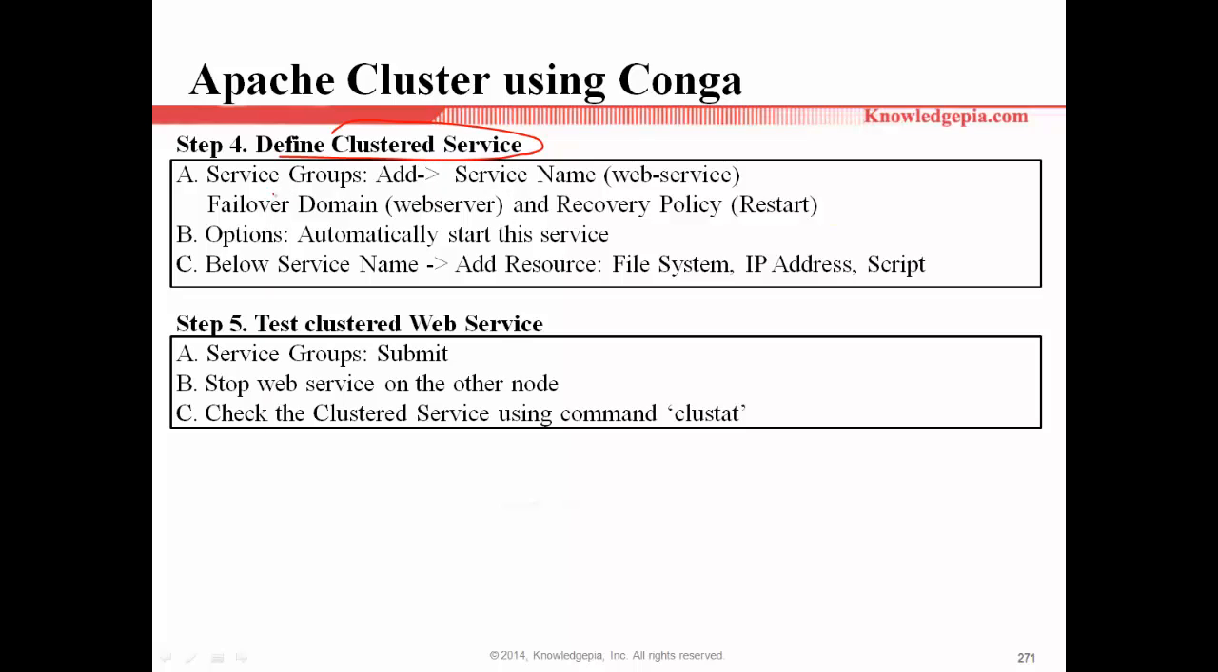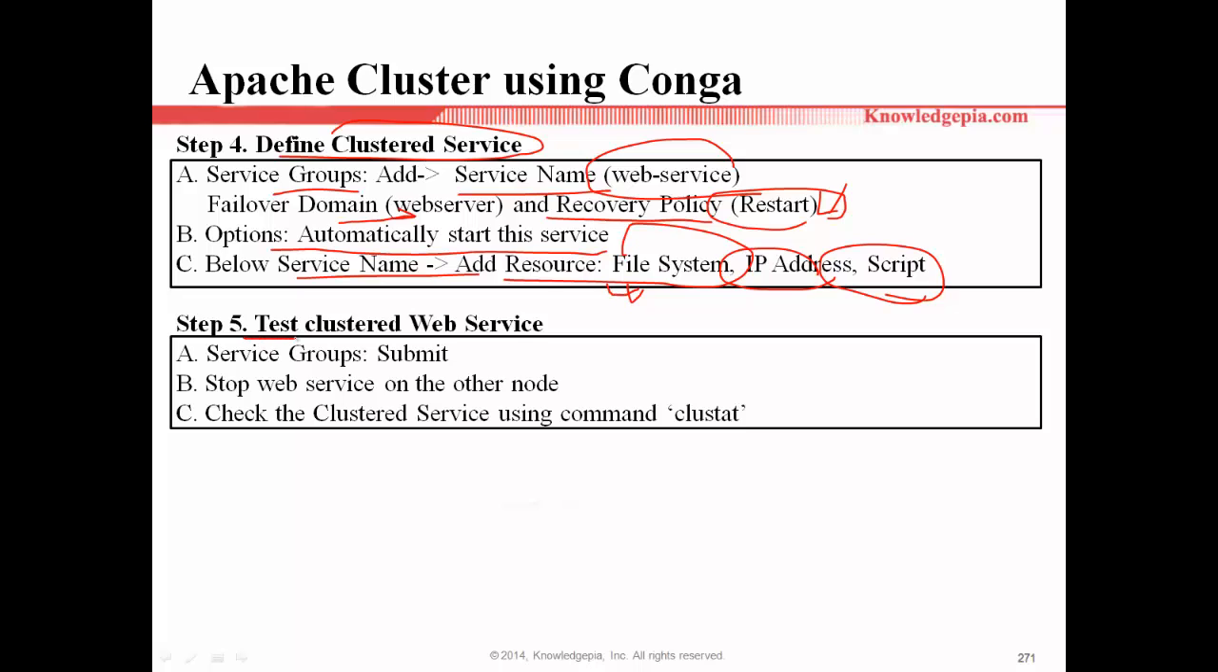So here, under service, you have to select a first-time service group, and there we need to add the service name. In my case, it will be web service, and the failover domain belongs to the web server, and the recovery policy will be restart or relocate. And at that option, automatically start this service, and the service name and the resources: file system, IP address, and script. In my case, in case of the file system, it's a GFS2.